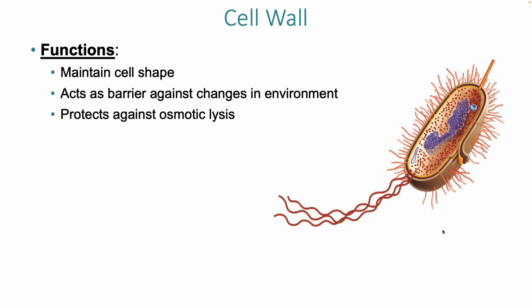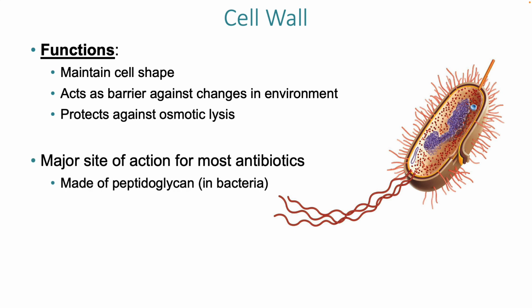So for example, when the osmolarity of the cell changes, our cells, we don't have a cell wall, so our cells can shrink dramatically or they can burst. Because bacterial cells have that rigid structure, they don't burst. So it protects them from exploding because of changes in osmolarity.